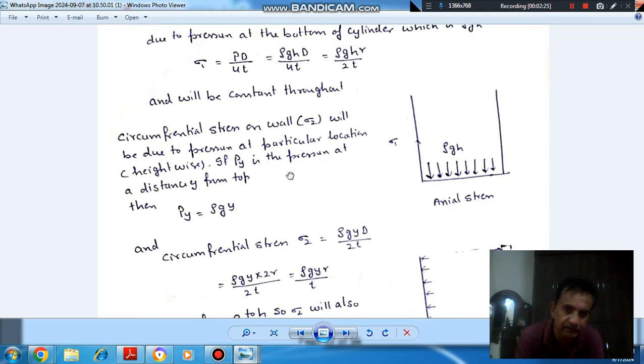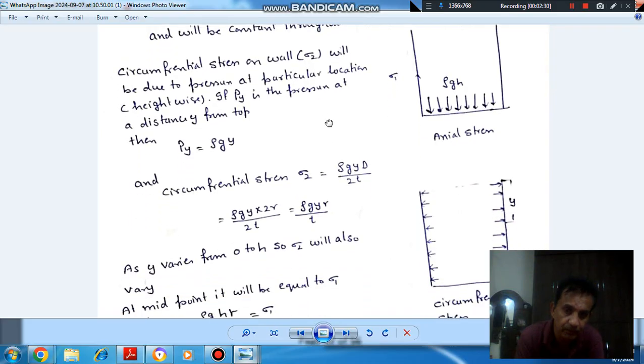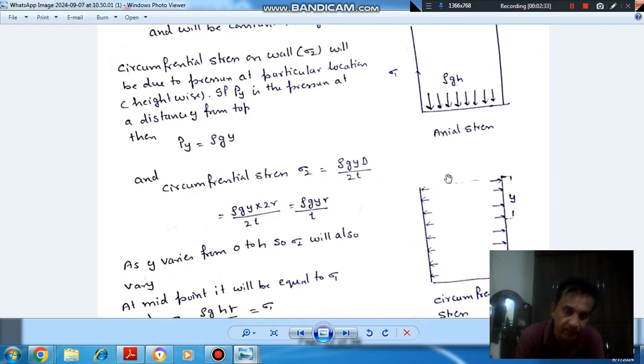Now consider circumferential stress. Circumferential stress is dependent upon y. As pressure is varying with y, the circumferential stress will also vary with y, because circumferential stress is in this direction, as shown, and pressure at each point is different. So suppose we take this section. At this section the pressure is rho gy and the circumferential stress formula is PD by 2t.